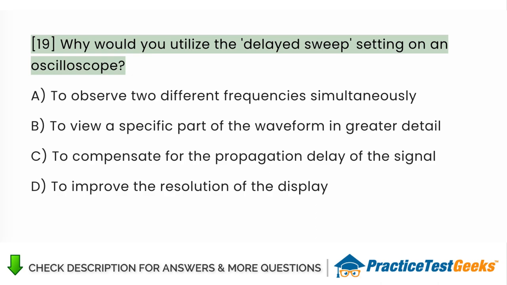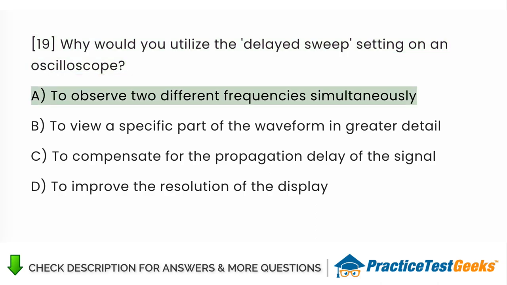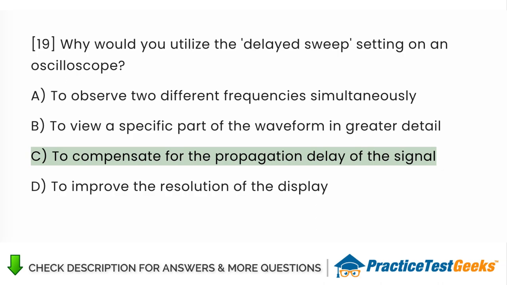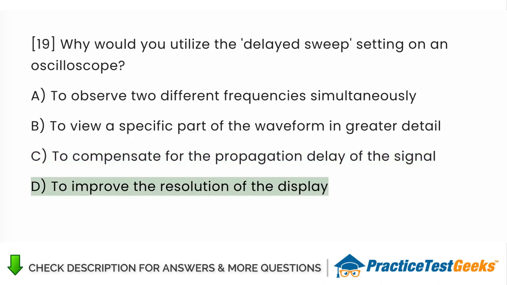Why would you utilize the delayed sweep setting on an oscilloscope? A. To observe two different frequencies simultaneously. B. To view a specific part of the waveform in greater detail. C. To compensate for the propagation delay of the signal. D. To improve the resolution of the display.